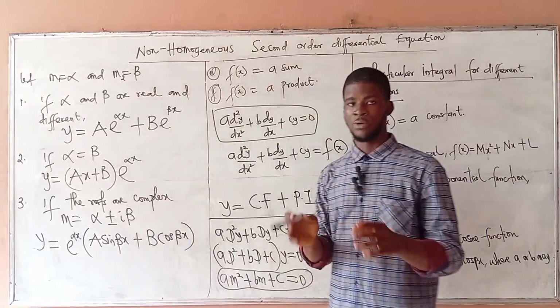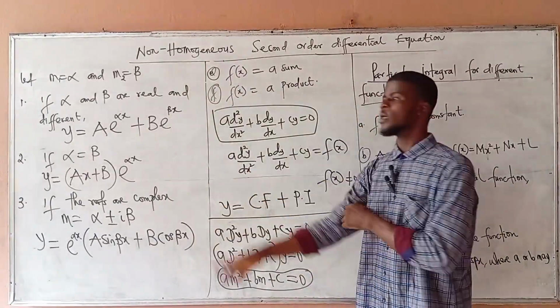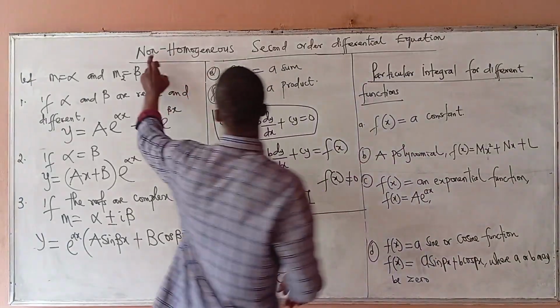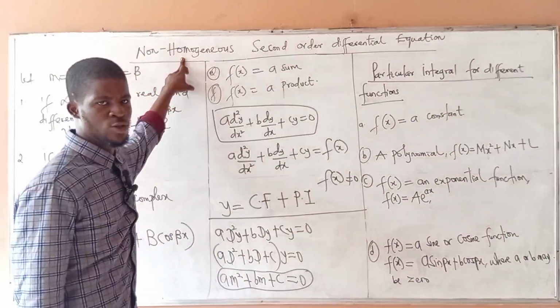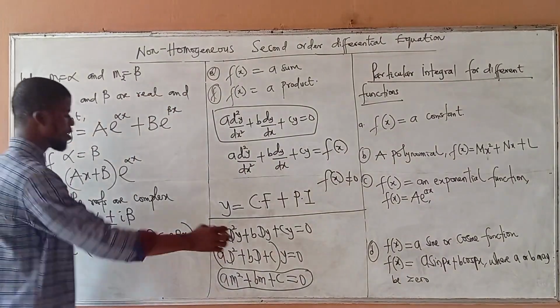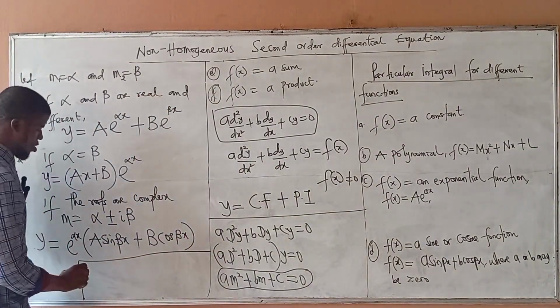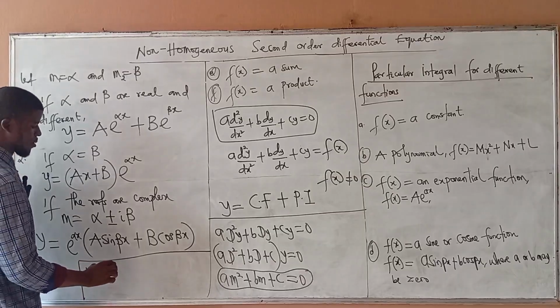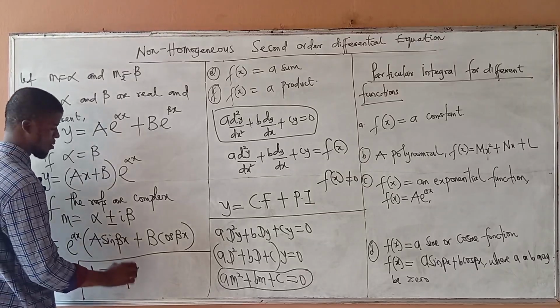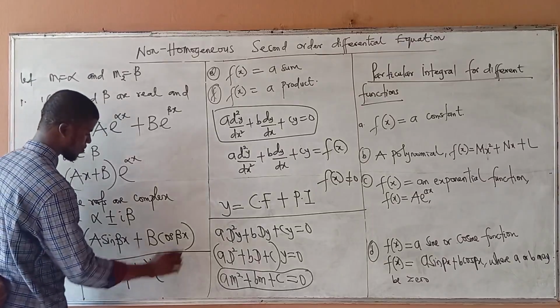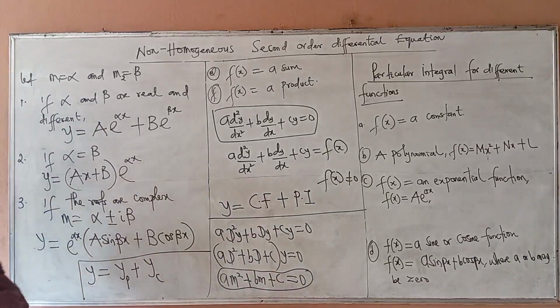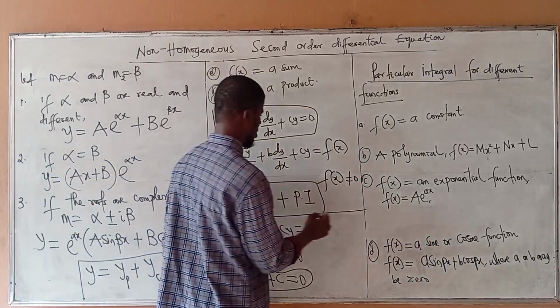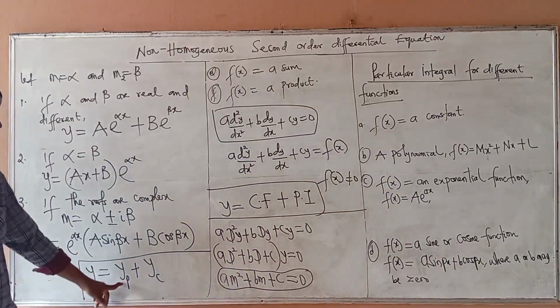That's why I'm doing a quick recap of this. Now, for a non-homogeneous second order differential equation, the solution is usually in the form of y equals the particular integral plus the complementary function. I wrote it there. This is what I wrote here, and they are the same thing actually.